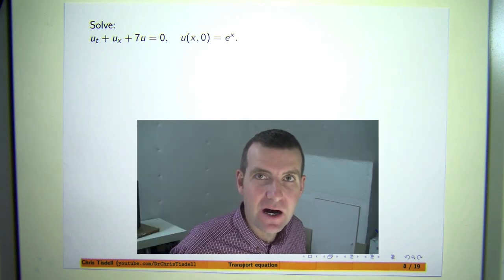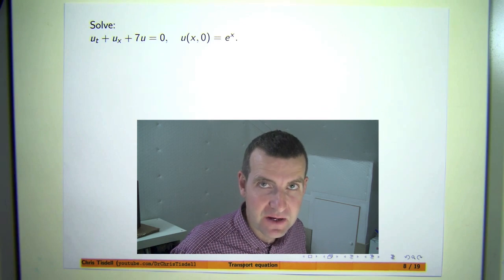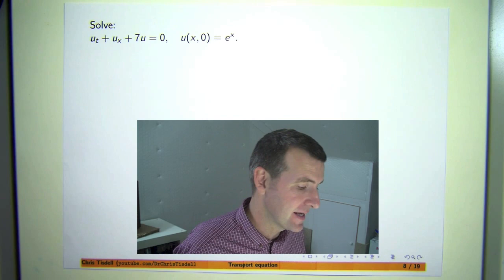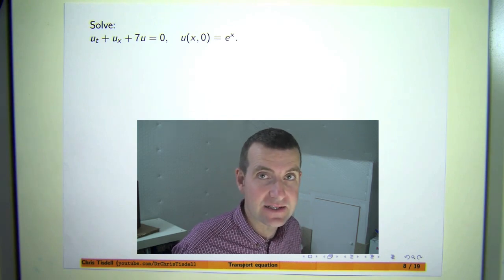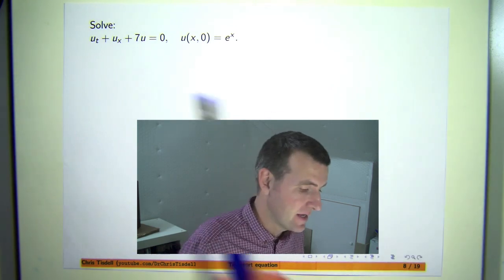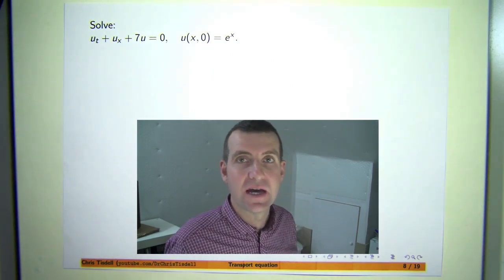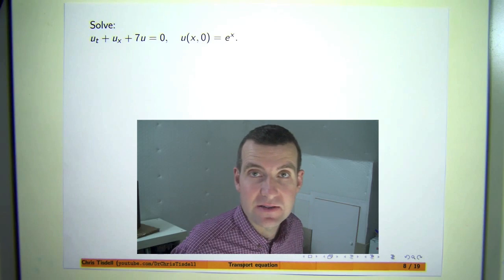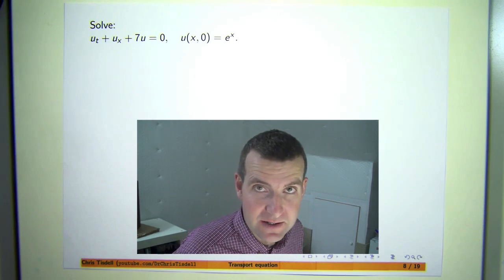In this video, I'm going to discuss a simple example of a first order partial differential equation. It's linear, it has constant coefficients, and it's coupled with some initial data. Now this combination is called a Cauchy problem. This video is one in a series on the transport equation.